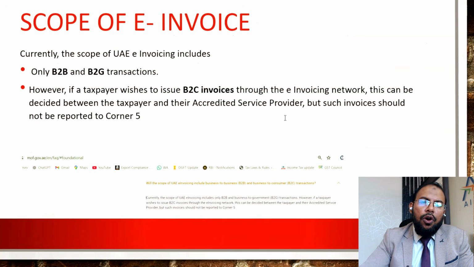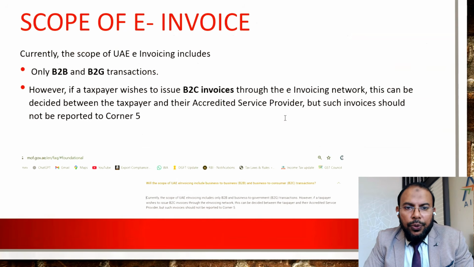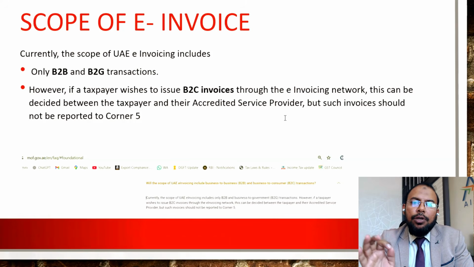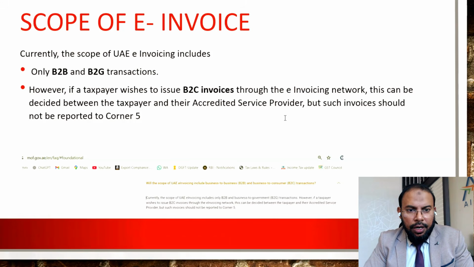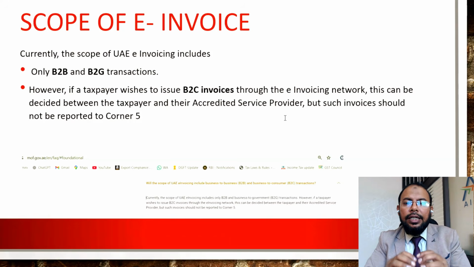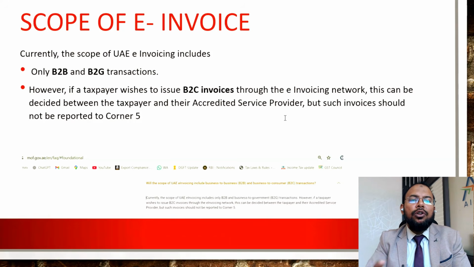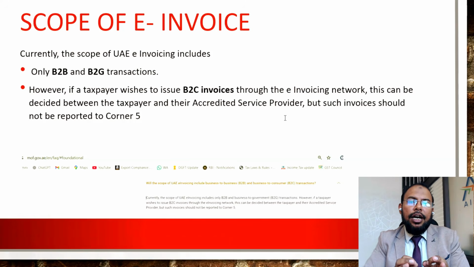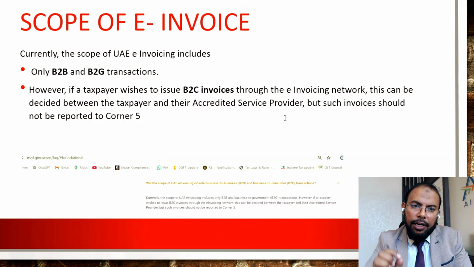Further, regarding the scope of e-invoicing, currently the scope of UAE e-invoicing includes only B2B and B2G transactions. B2B means business to business, B2G means business to government. However, if the taxpayer wishes to issue B2C invoices, they can issue them, but there is no requirement to submit that data to Corner 5. What is Corner 5? Corner 5 is the government. So this is on a voluntary basis. You can generate invoices, but there is no requirement to submit that information to the government. Only here is the crux point: this is applicable for B2B and B2G. I hope this is clear.